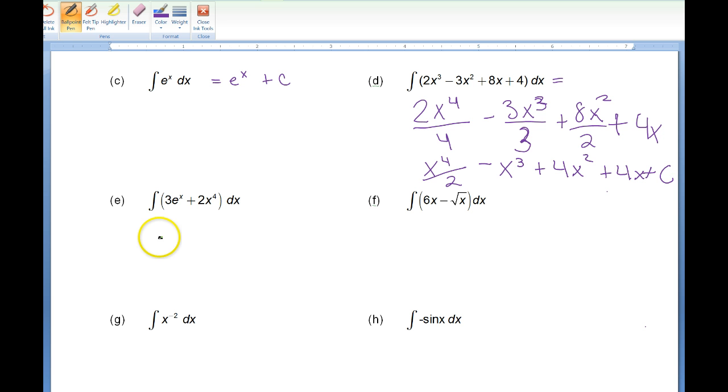And then somebody want to try F? F helps if you write square root of x as x to the 1/2. Excellent. Shelby, you want to? Okay, so 3e to the x, and then 2x to the 5th over 5, plus c. Perfect.